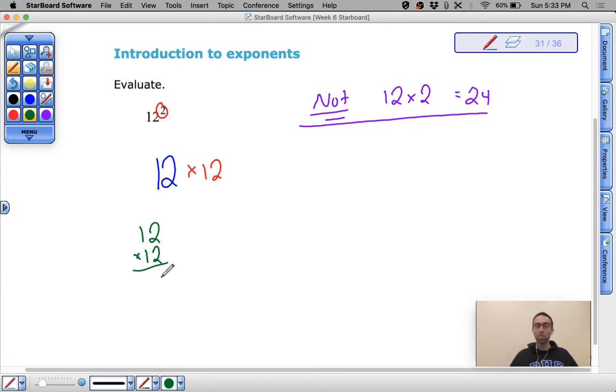2 times 2 is going to be 4. 2 times 1 is going to give us a 2. For that next column, I'm going to start with a 0 on the bottom. 1 times 2 is 2. 1 times 1 is 1. And when I add these up together, 4 plus 0 is going to give me 4. 2 plus 2 is 4. And 1 plus 0 is 1. So the answer is 144.